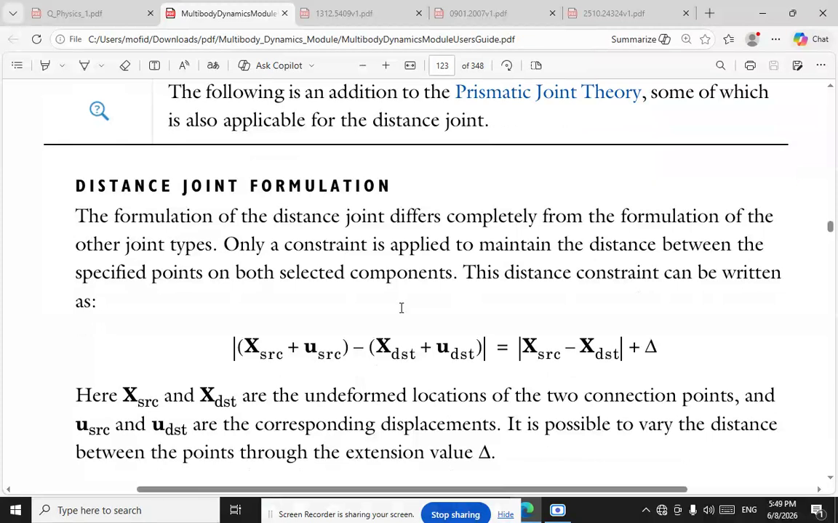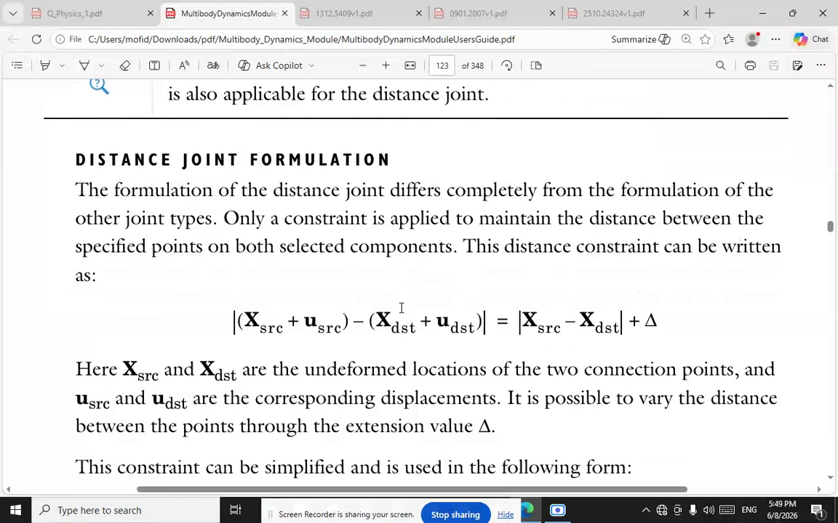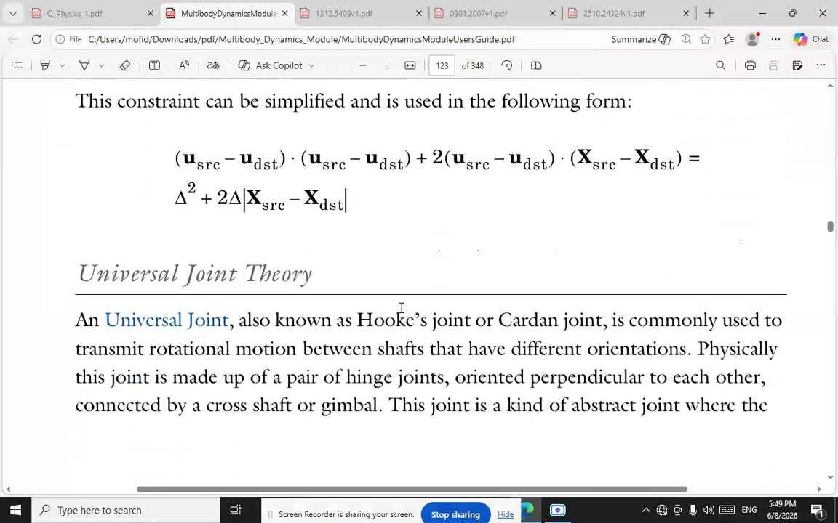Here X source and X destination are the undeformed locations of the two connection points, and U source and U destination are the corresponding displacements. It is possible to vary the distance between the two points through the extension value delta. The constraint can be simplified and is used in the following form: U source minus U destination multiplied by U source minus U destination plus 2 multiplied by U source minus U destination multiplied by X source minus X destination is equal to delta to the power of 2 plus 2 delta times the absolute value of X source minus X destination.